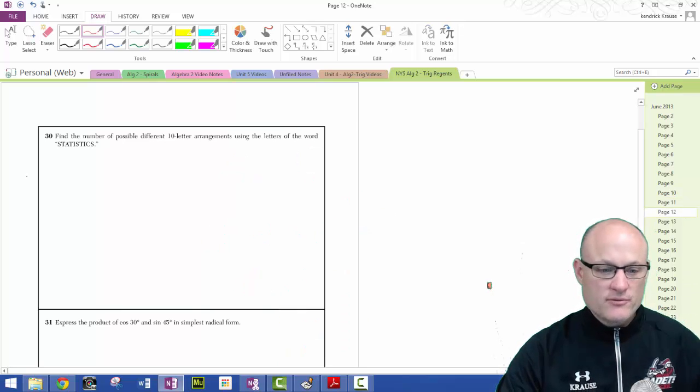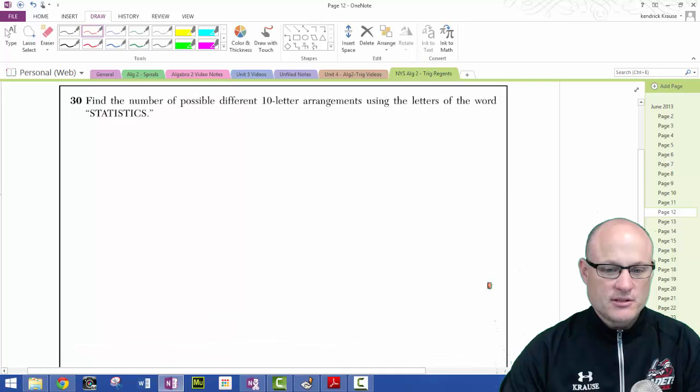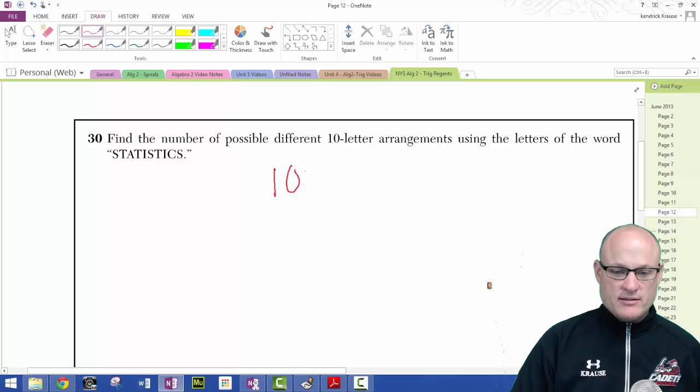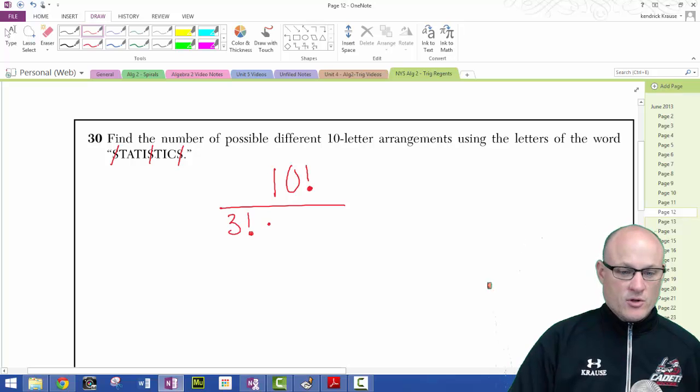Already on page 12. All right, this is just one of those permutation questions. There are 10 different letters, so we're going to do 10 factorial divided by all the repeaters. So 1, 2, 3 s's, 3 factorial, times 1, 2, 3 t's, 3 factorial, times 1, 2 i's, 2 factorial.